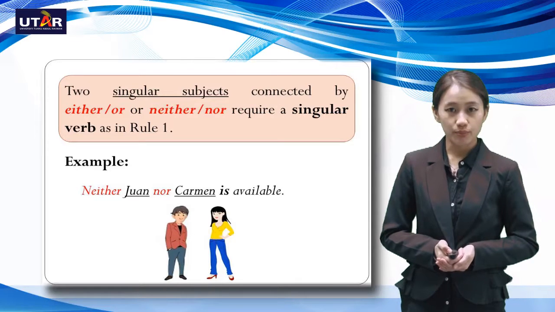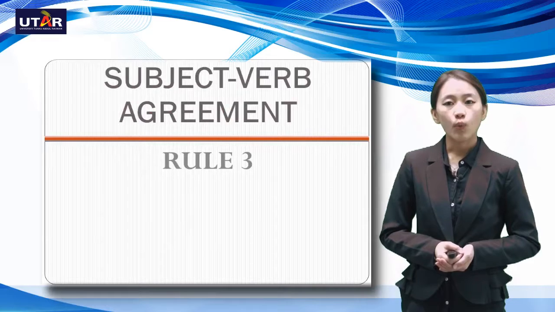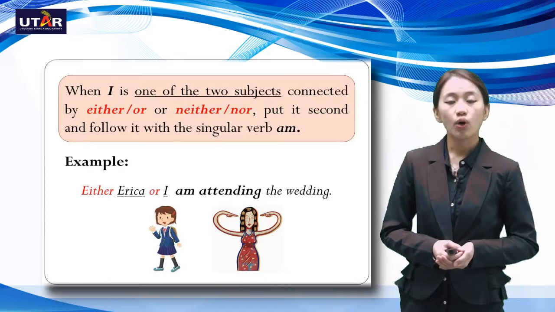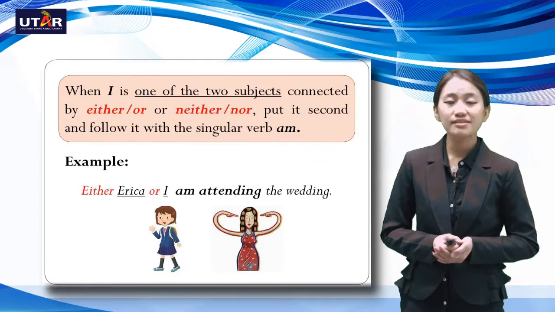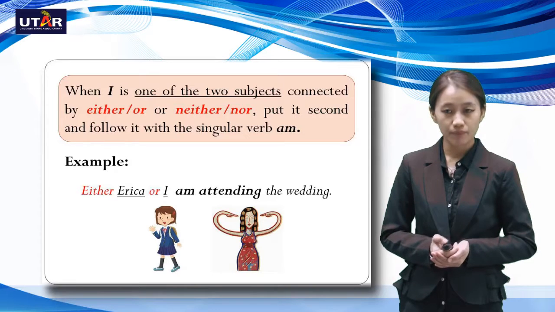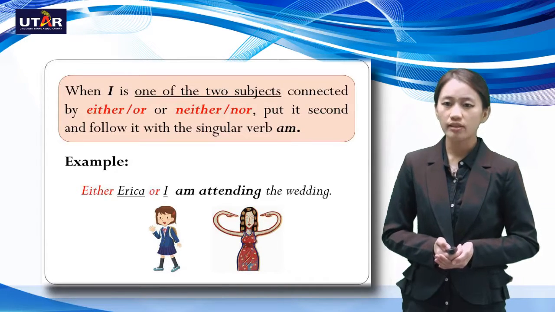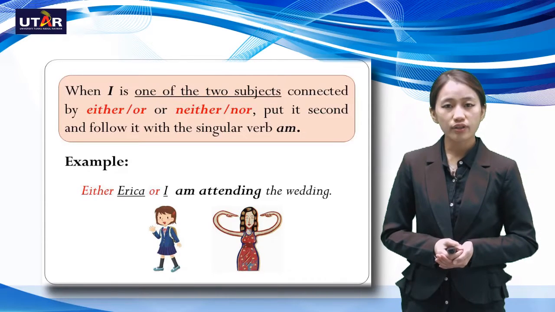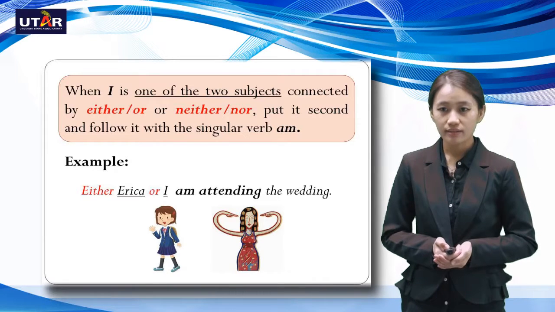Moving on to rule number 3. When I is one of the two subjects connected by either or neither nor, put it second and follow it with the singular verb am. So again, let's look at the example given. Either Erica or I am attending the wedding.